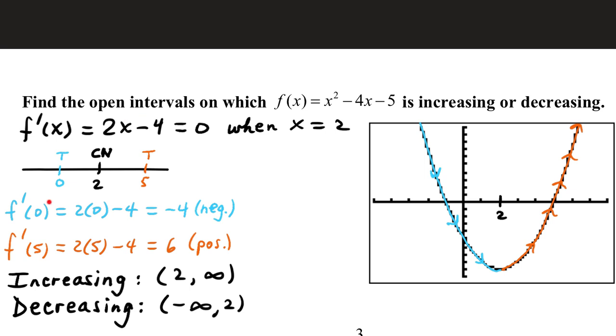2 times 0 minus 4. F prime of 0 is negative. That means, look at the graph, your function is decreasing from negative infinity to 2, which is your critical number. In the orange ink, we're testing the interval greater than 2. I picked 5. 2 times 5 minus 4, that's positive. And all that means is on the interval greater than 2, our function is increasing. So we're increasing from the critical number to positive infinity, and we're decreasing from negative infinity up to our critical number. The critical number is where your intervals will change over.